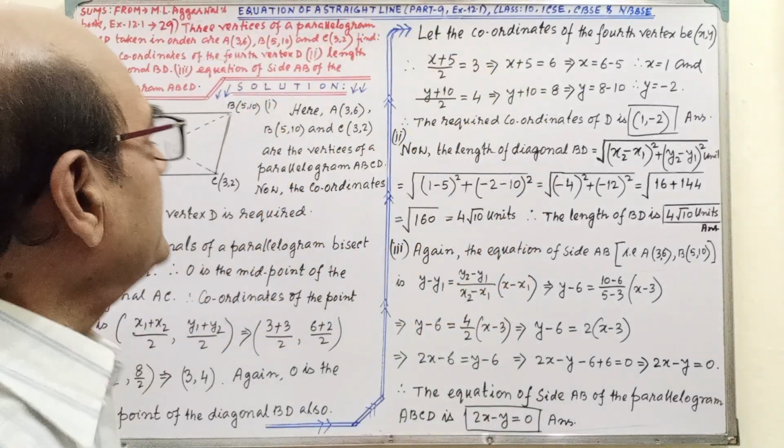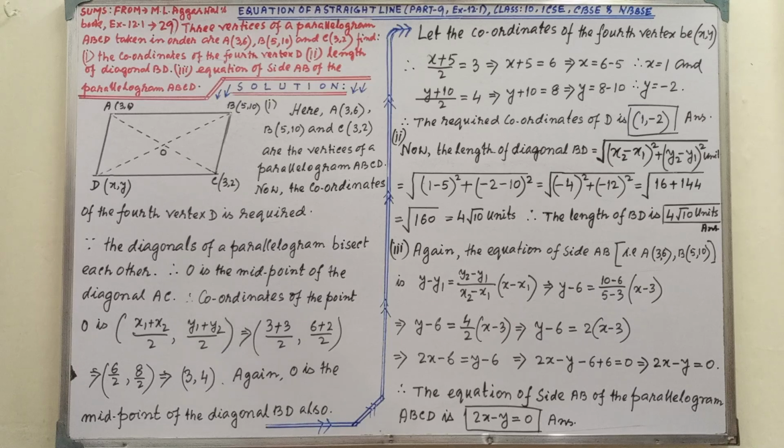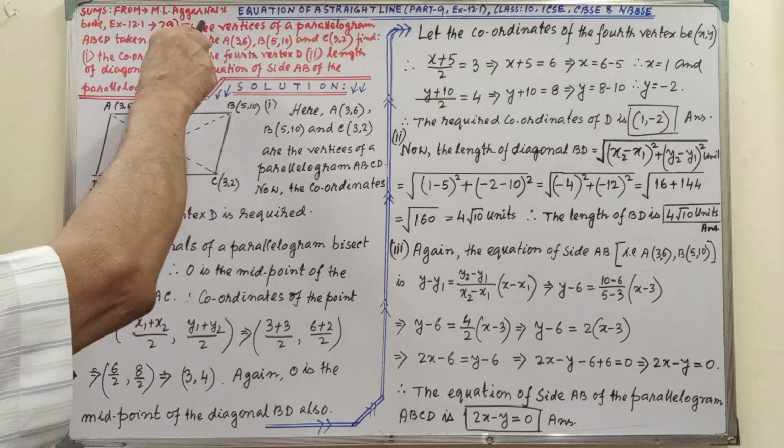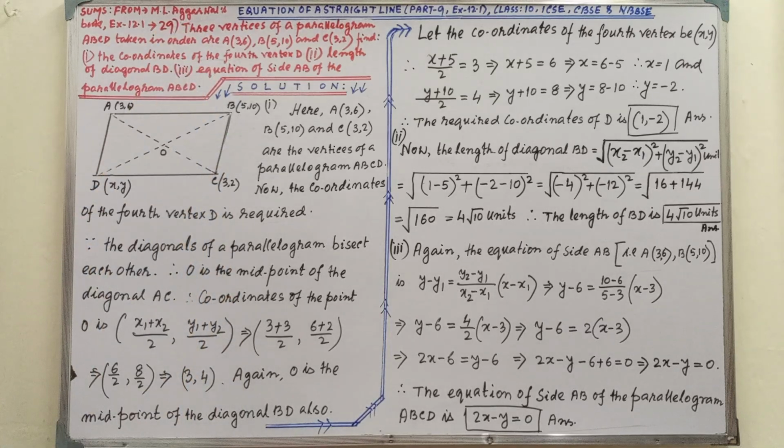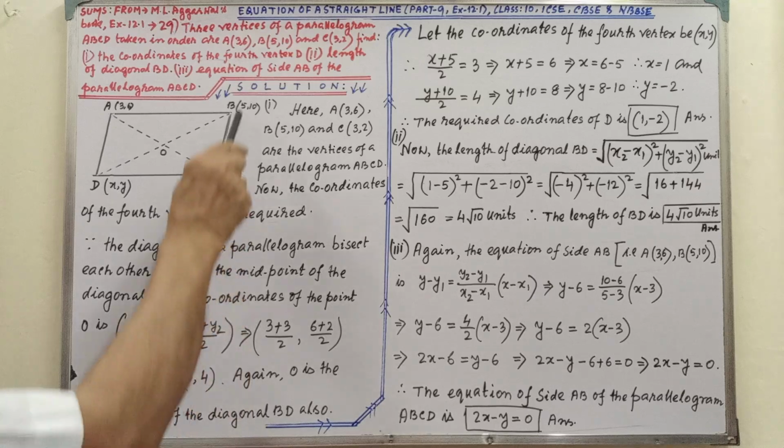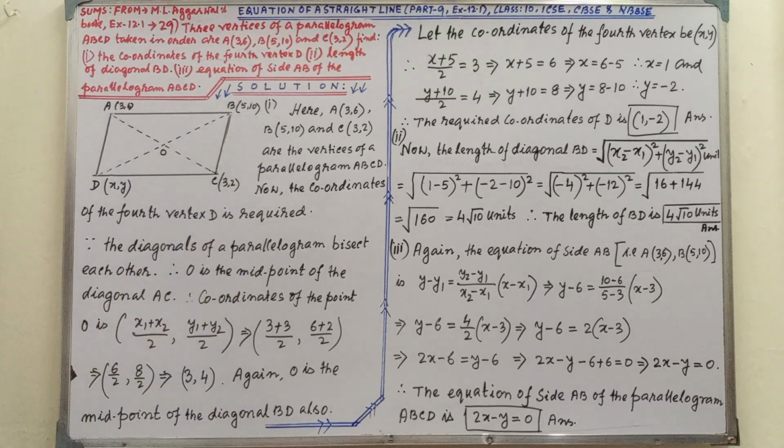Now please pay your attention on the board. Sums given from M.L. Agarwal's book, exercise 12.1, sum number 29. Three vertices of a parallelogram ABCD taken in order. The sum is written here clearly and you will get it in your book also. Now pay your attention on the solution.